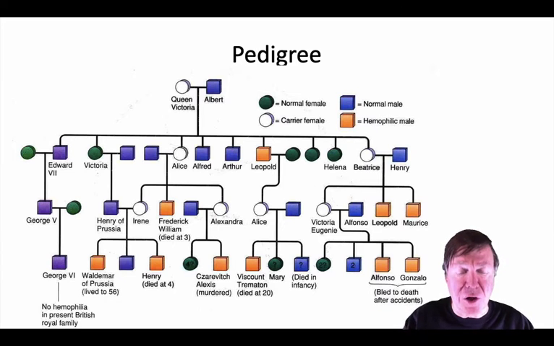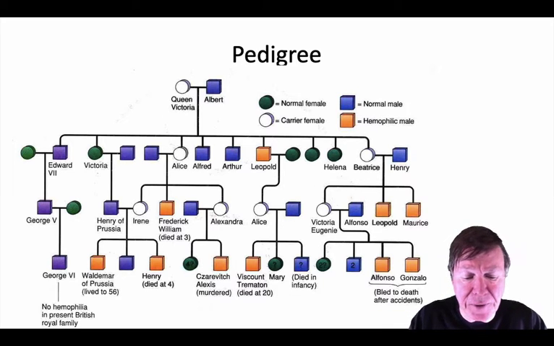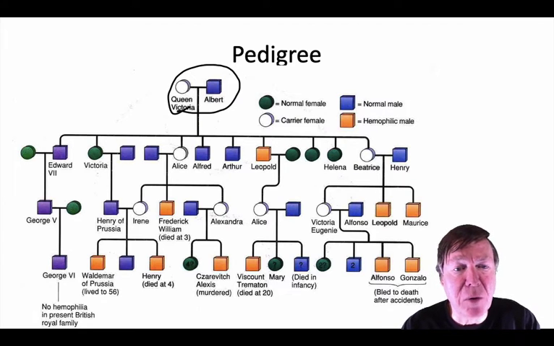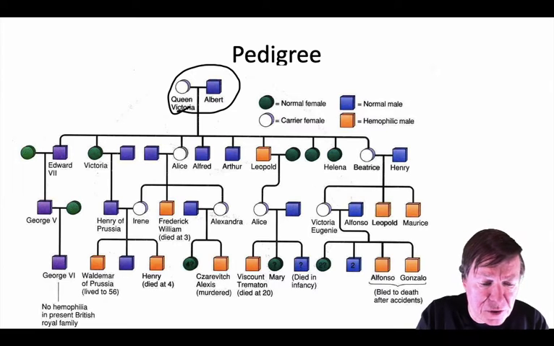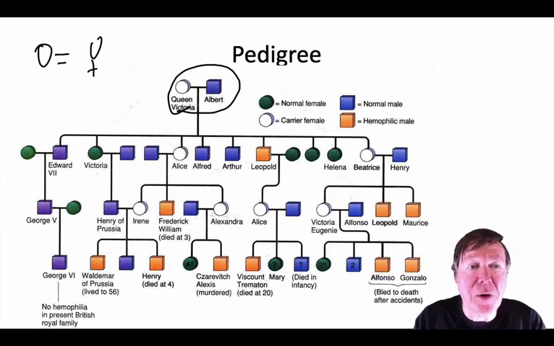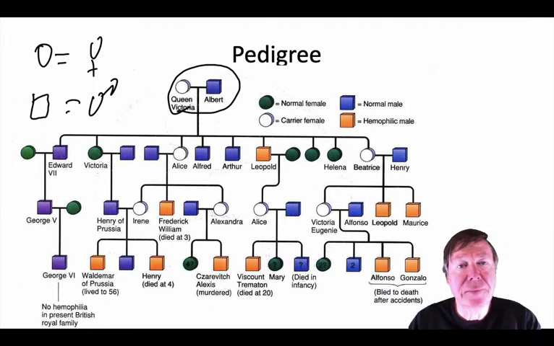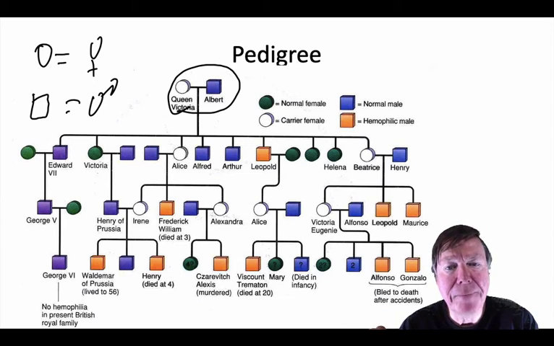So the way you read this is, you have the starting family. This is the couple that we're starting with, Queen Victoria and Albert. Women are always circles, and the squares are always the men. You need to remember that.